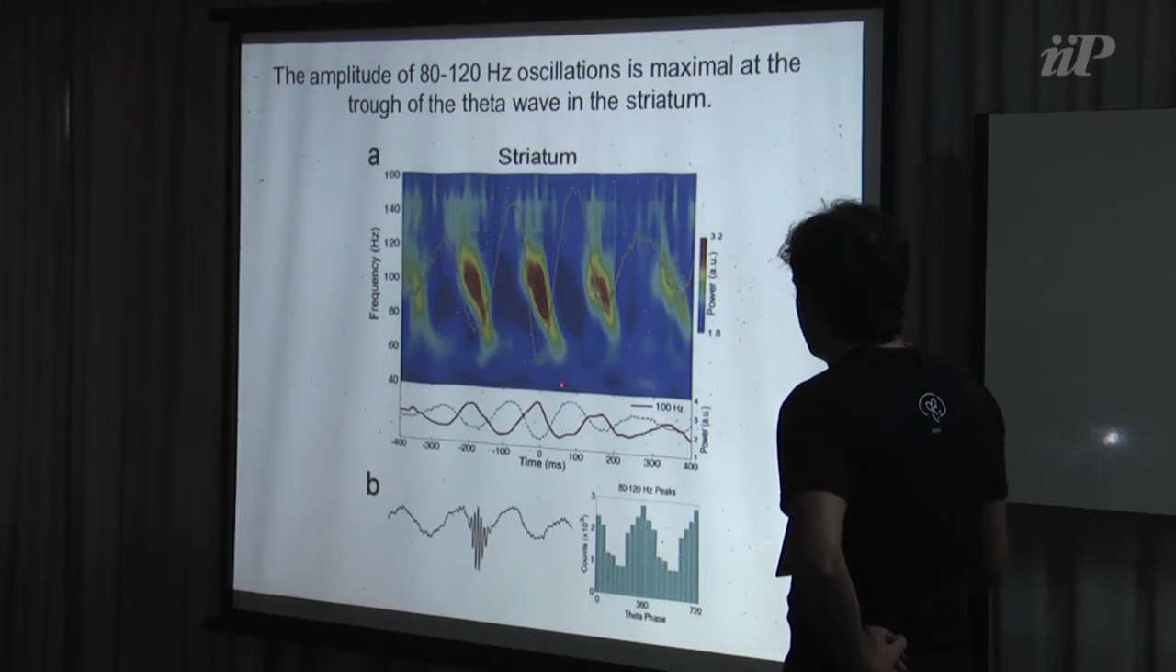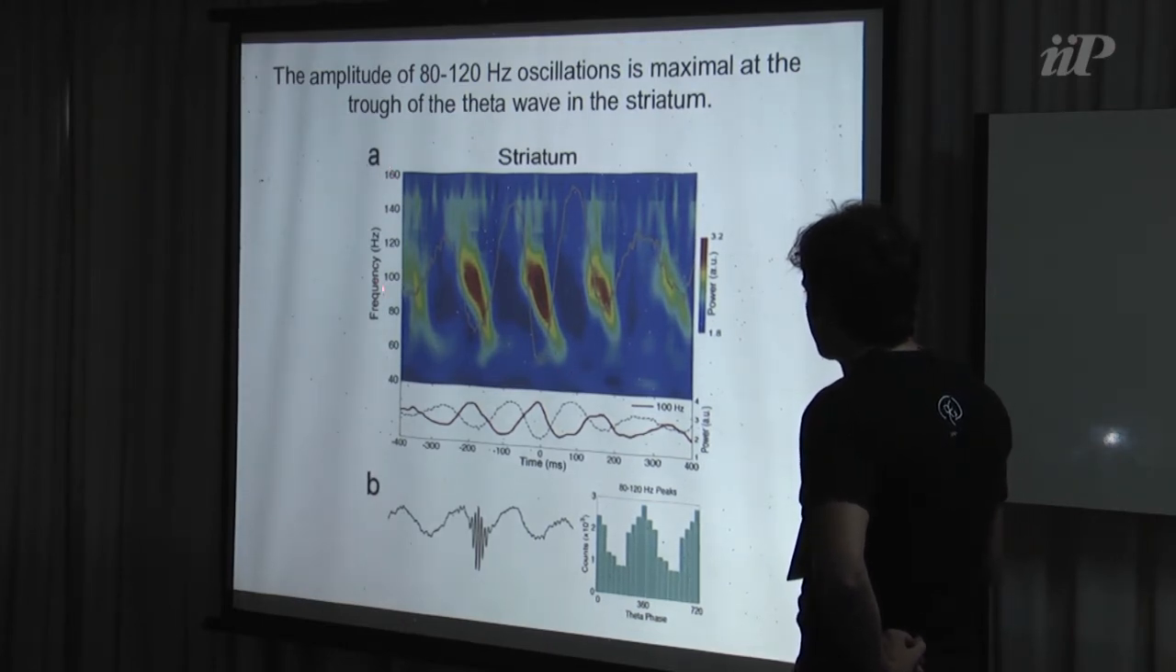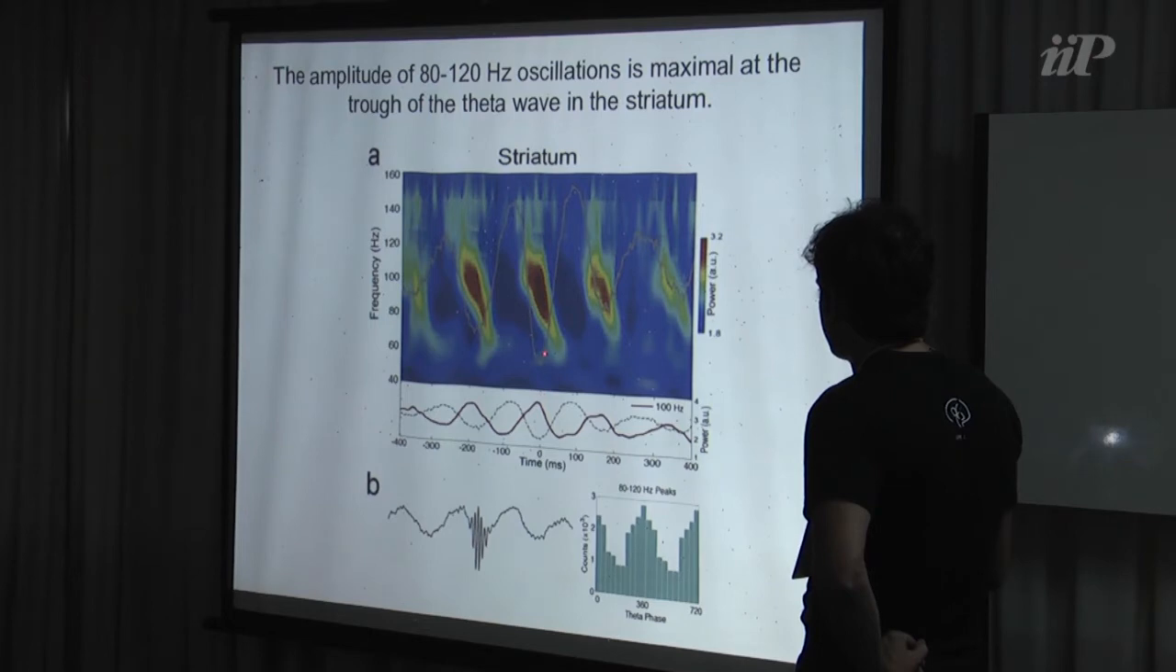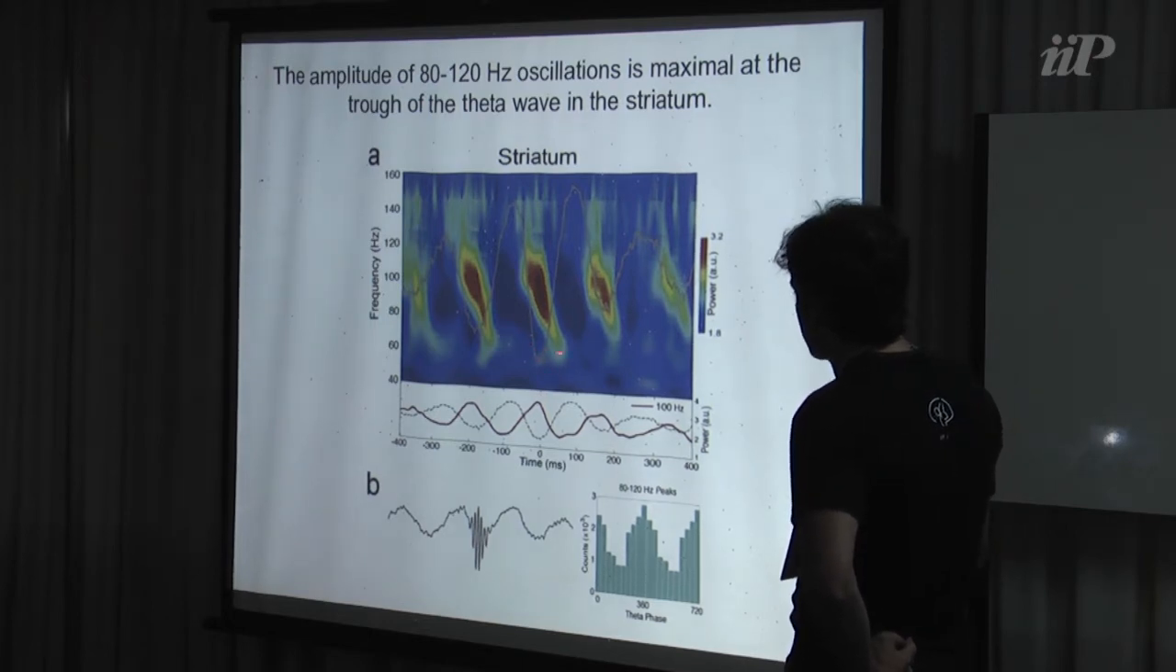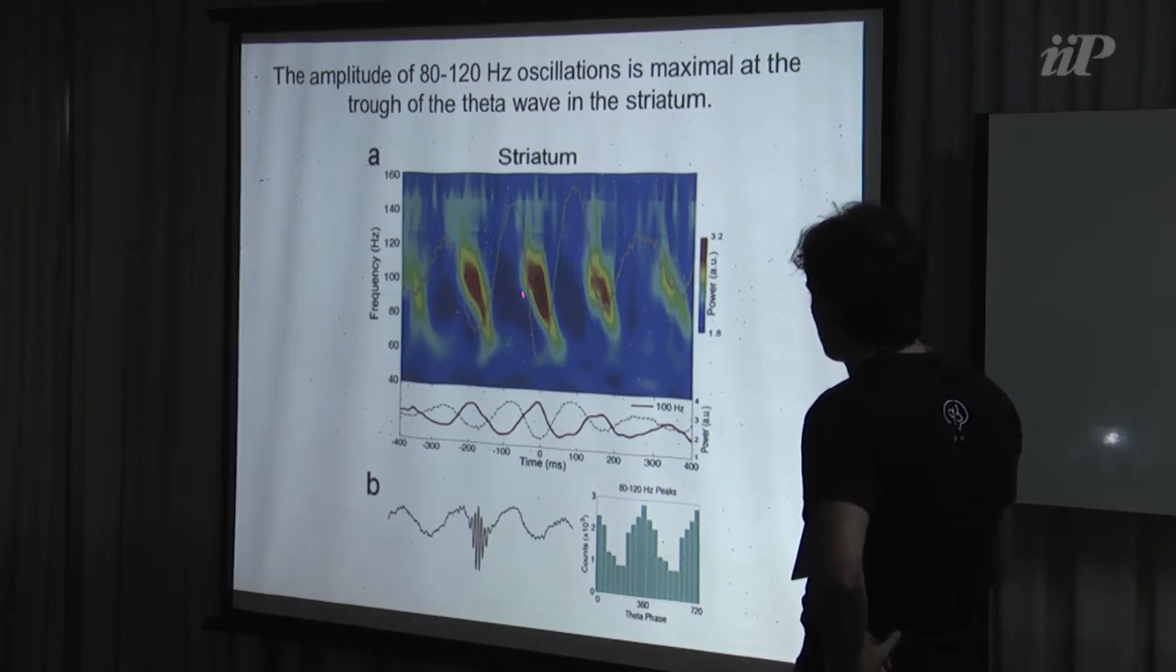So here, basically, I am filtering in different frequencies. I'm getting the amplitude envelope, and I'm computing the mean over each envelope, and this mean is triggered by, in this case, the trough of the theta. In this way, we can see where in theta the oscillations are higher, and we normalize for each frequency, so we can correct for the 1 over f. So in this striatum, we saw that their island tends to be highest near the trough, right?